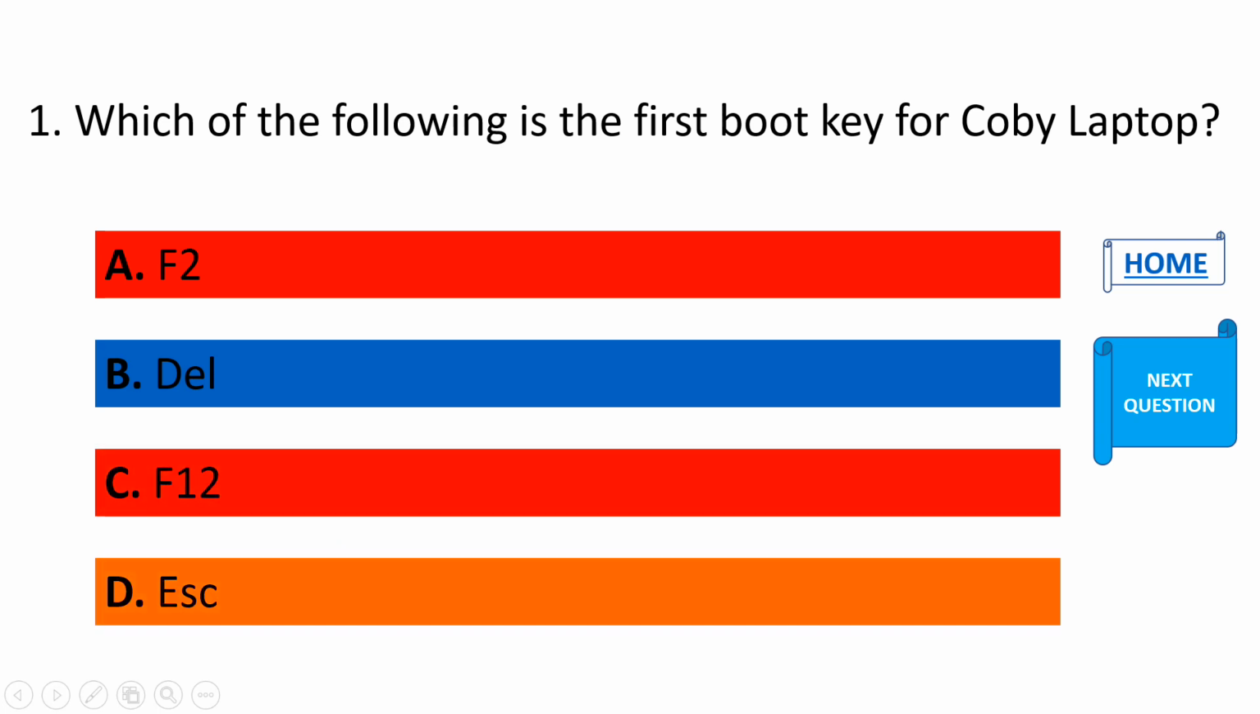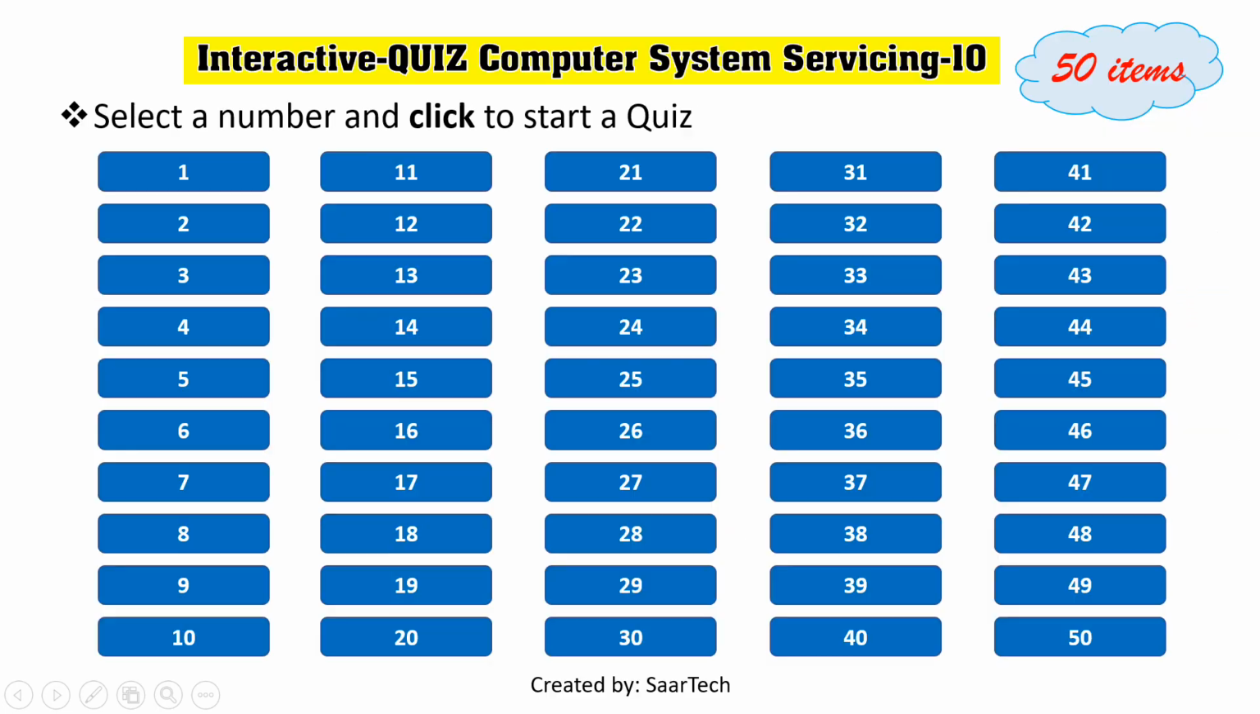Okay, so meaning I have already assigned letter B as your correct answer. So if you're going to edit the question, you make sure that the correct answer you assigned is letter B for number 1. Okay, so for instance, if you're going to click home, it will go back to the home slide.